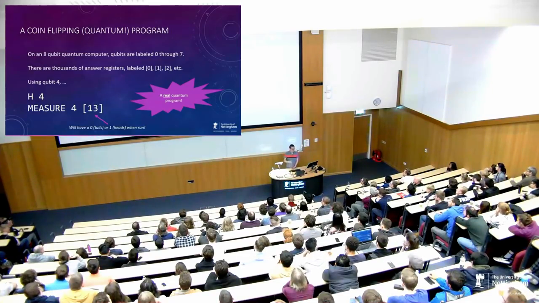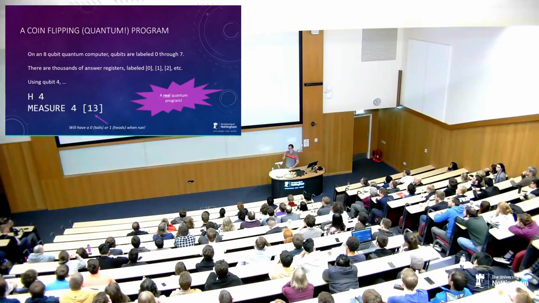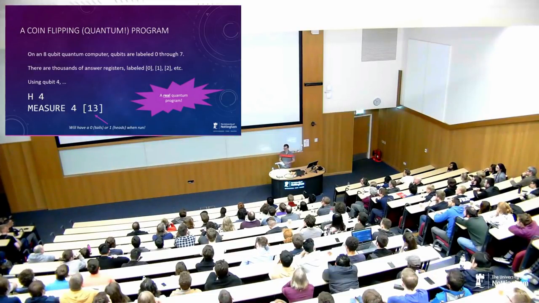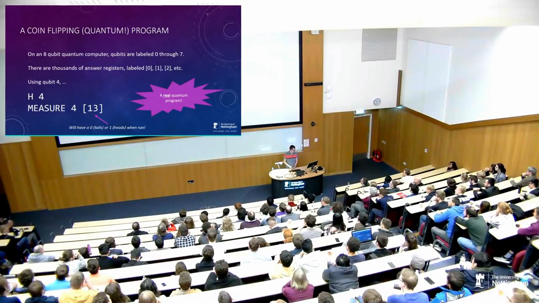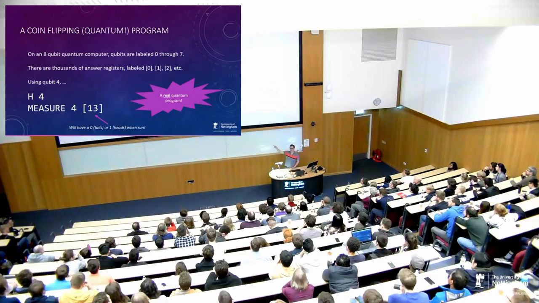So after I run this program, when I look into register 13, it's either going to have a 0 in it or a 1 in it. And I get my answer, 0 being tails and 1 being heads. This is actually a real quantum program. This is not pseudocode right here. This is something that you can actually readily execute today on a quantum computer.